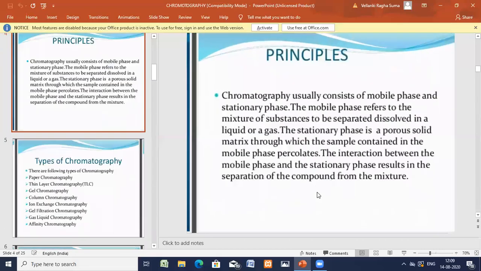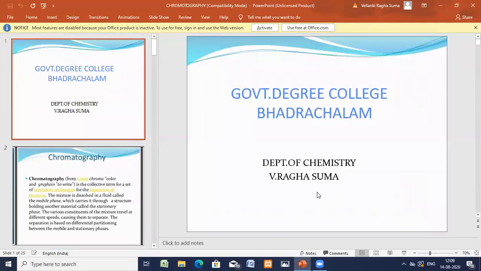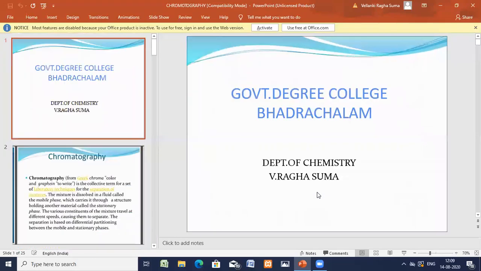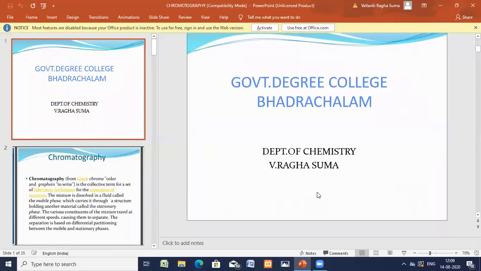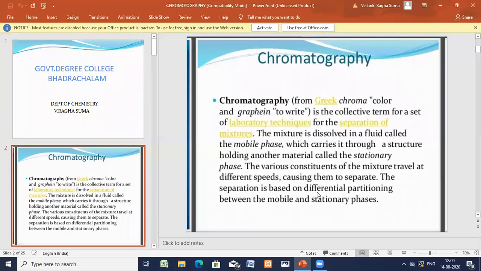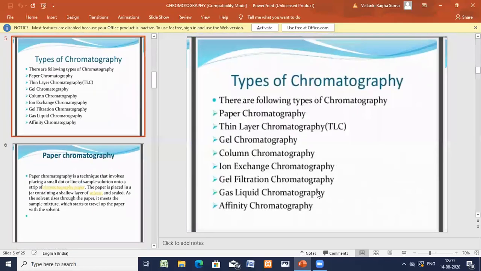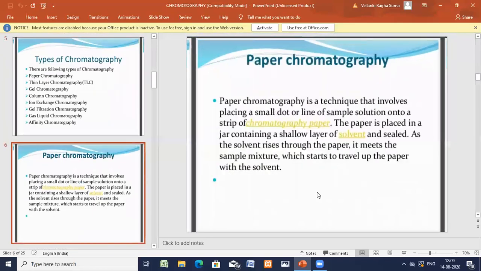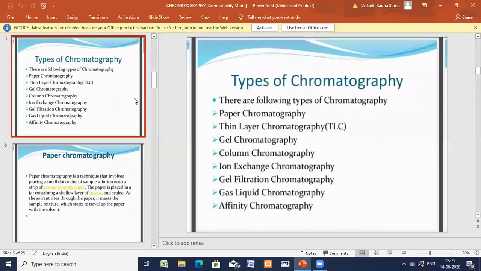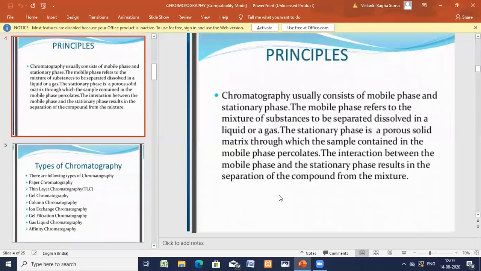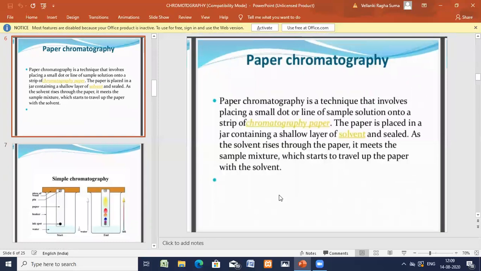So in today's class, I have explained in brief what is chromatography. This is a brief lecture. In the next class, each chromatography will be explained in detail. What is chromatography? What is the basic principle of chromatography? Types of chromatography, and what is paper chromatography? Among these types, paper chromatography, thin layer, and gas. A brief explanation is given.